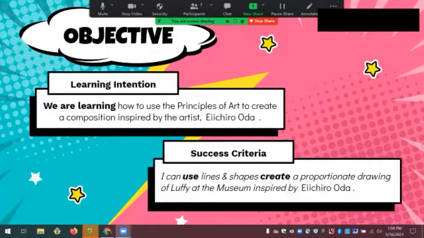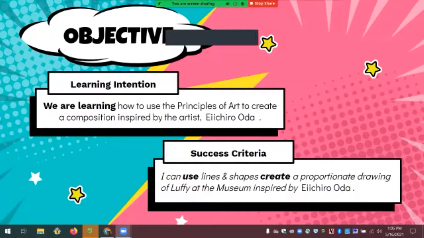This week, we are going to draw Monkey D. Luffy at the museum. I just want to share my screen with you all so that we can get started. Our objective for today is that we're going to learn how to use the principles of art to create a composition inspired by the artist Ichiro Oda.